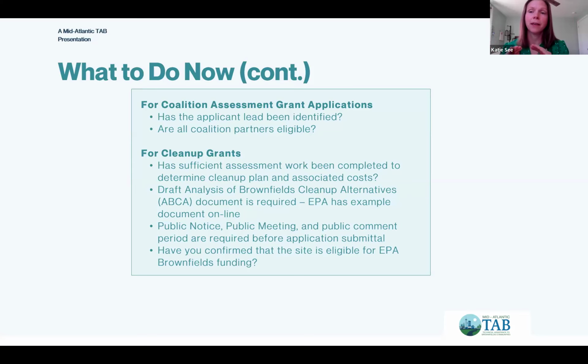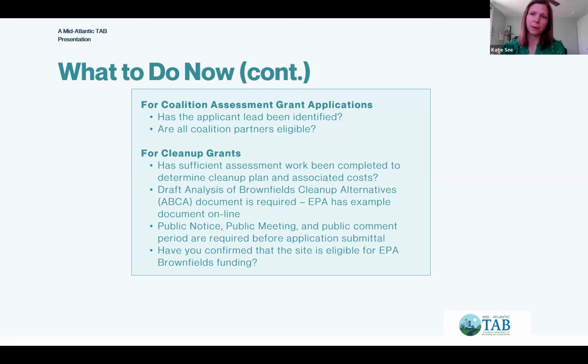And you can, again, make sure that's good to go. You would not want that to be a holdup later once the NOFO guidelines are released and you're ready to get to the finish line of submittal. So please know that information ahead of time. When it comes to assessment grants, you want to know if sufficient assessment work has been completed to determine your cleanup plan and the costs.